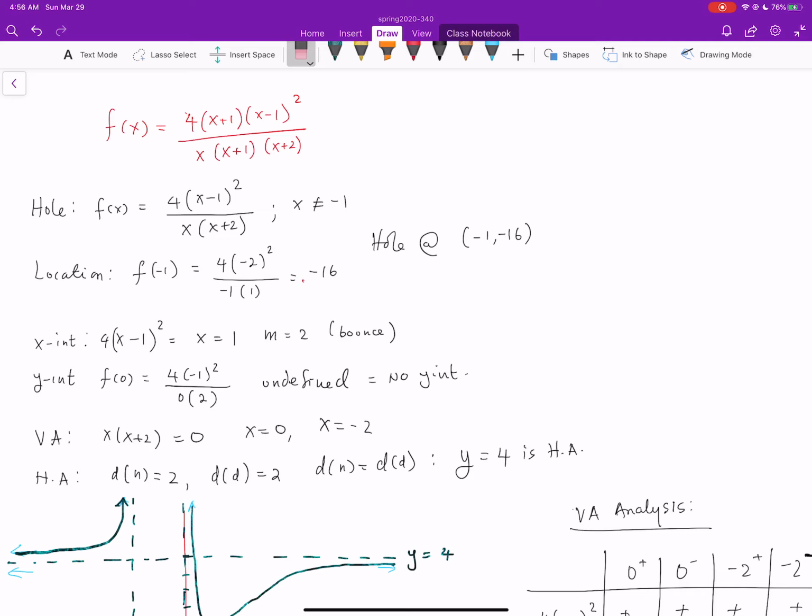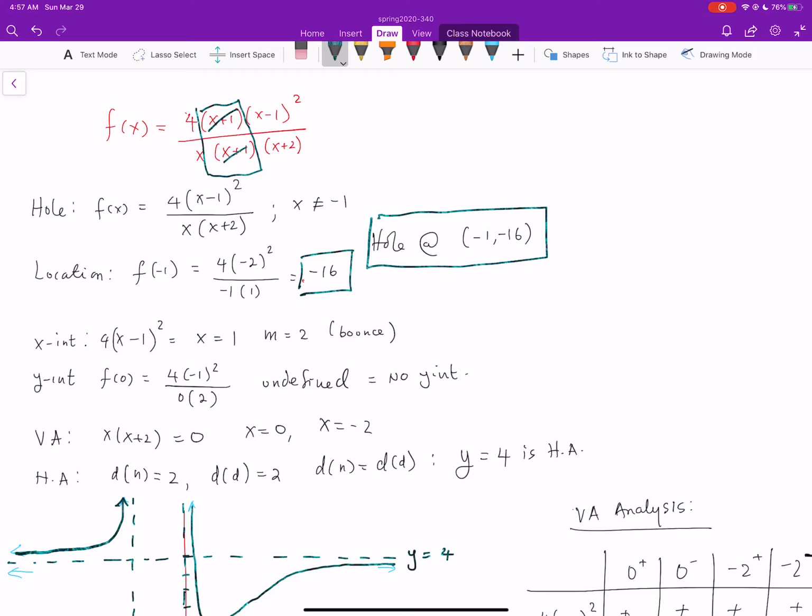And clearly you can see that there are some common factors right here that can cancel. So I have a hole at x equal to -1. Now the question is, what is the location of that hole? So from the simplified function, if you plug in -1, we end up getting this value over here, -16, meaning that we have a hole at -1 comma -16.